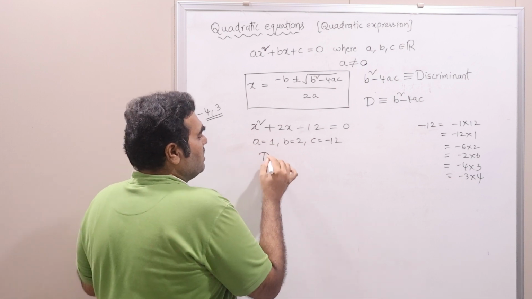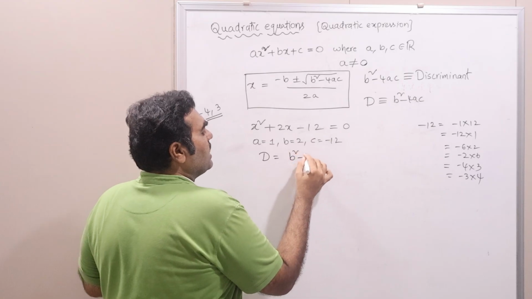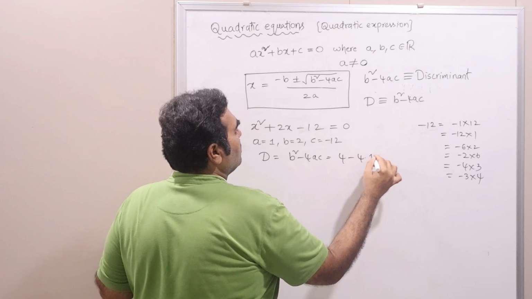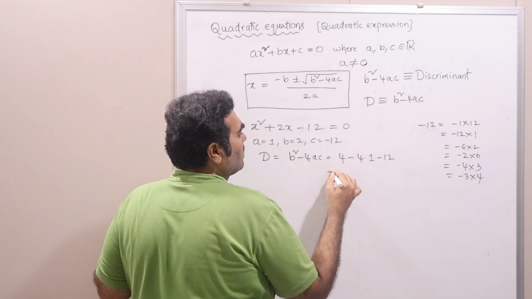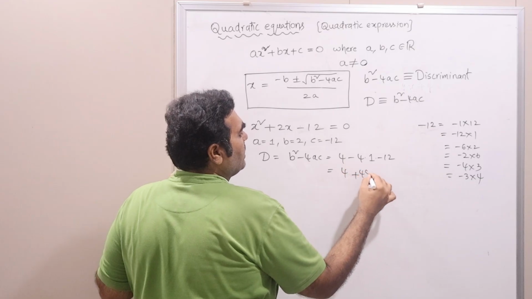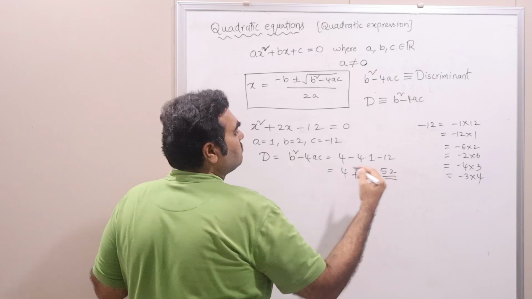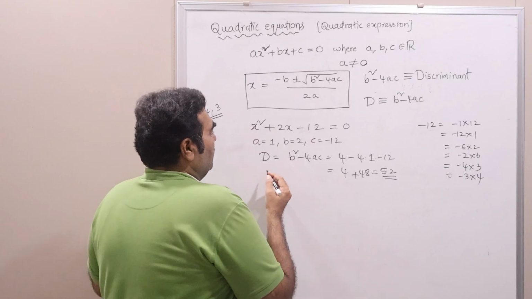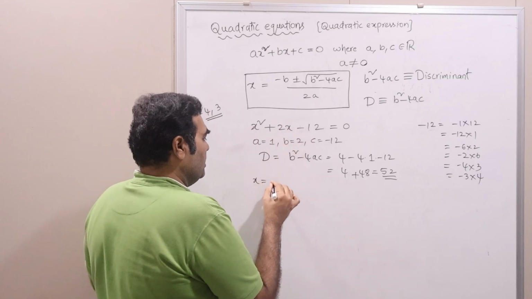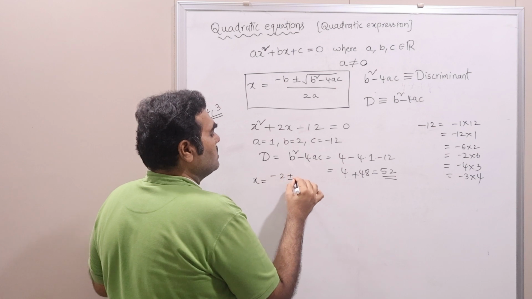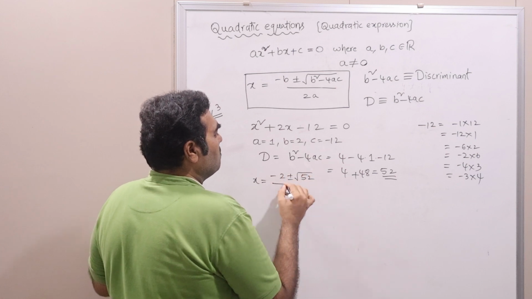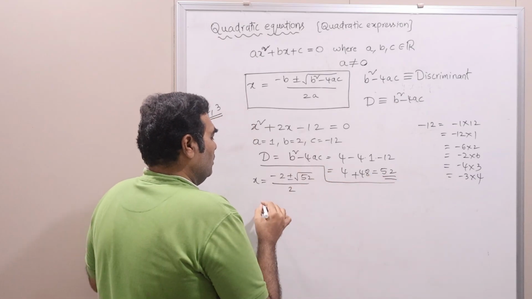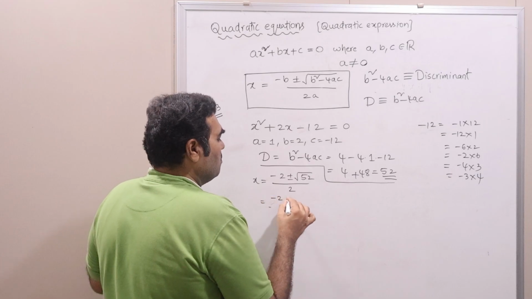Now D is equal to the discriminant. D is equal to b square minus 4ac, which is equal to b square is 4 minus 4 into 1 into c is minus 12. So 4 plus 48, which is equal to 52. Right. Now let us apply the formula. X is equal to minus b plus or minus square root of d is 52 by 2a, 2 into 1, 2. So this is equal to minus 2 plus or minus square root of 52.